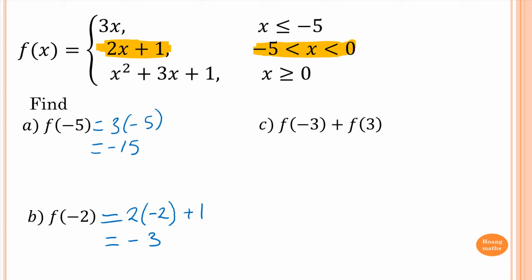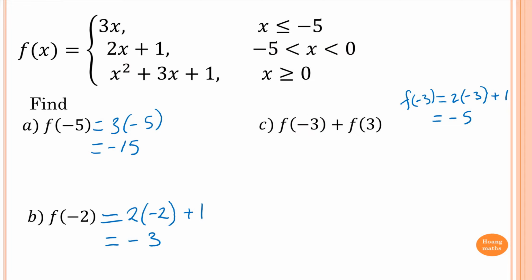Now, this one here is f of negative 3 plus f of 3. So f of negative 3 is actually between 0 and minus 5. So again, this is the function we're looking at there. So f of negative 3 gives me 2 lots of minus 3 plus 1. So which gives me negative 6 plus 1 is minus 5.